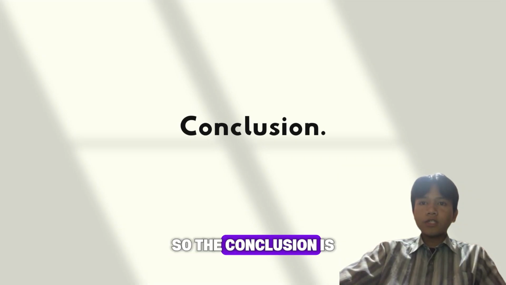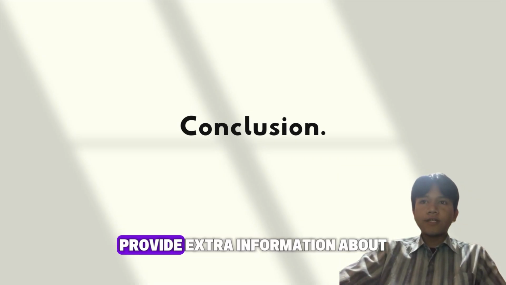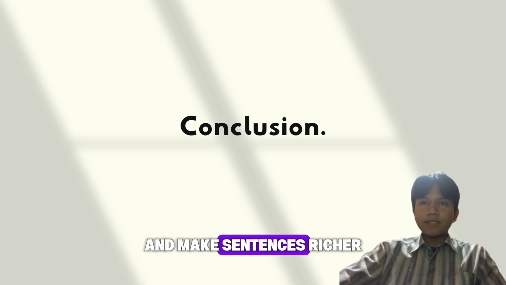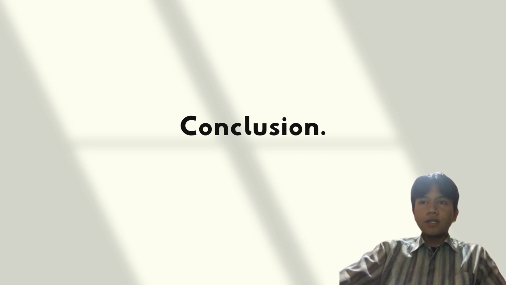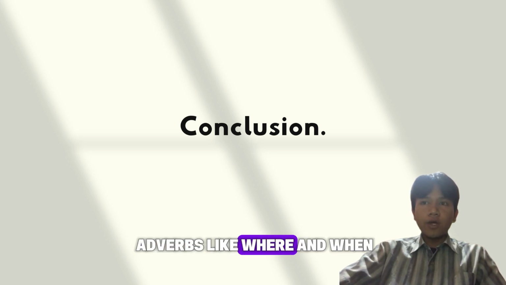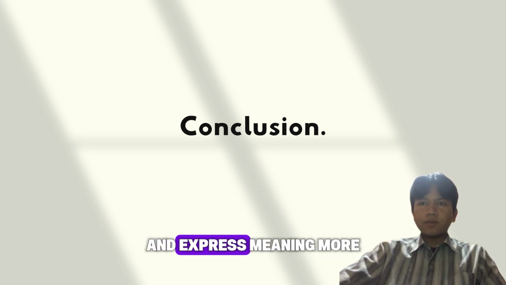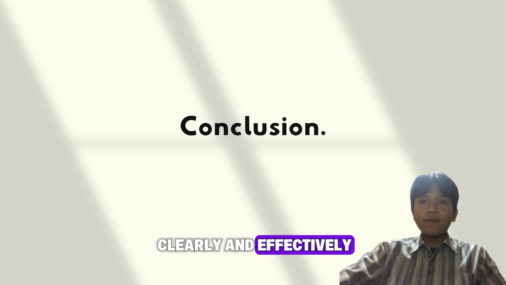So, the conclusion is that adjective clauses provide extra information about a noun or pronoun and make sentences richer and more detailed by using relative pronouns such as who, whom, which, and that, and relative adverbs like where and when. We can connect ideas smoothly and express meaning more clearly and effectively.